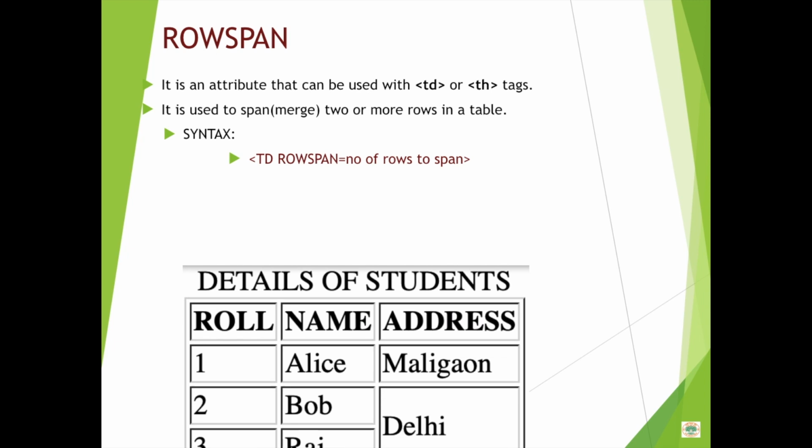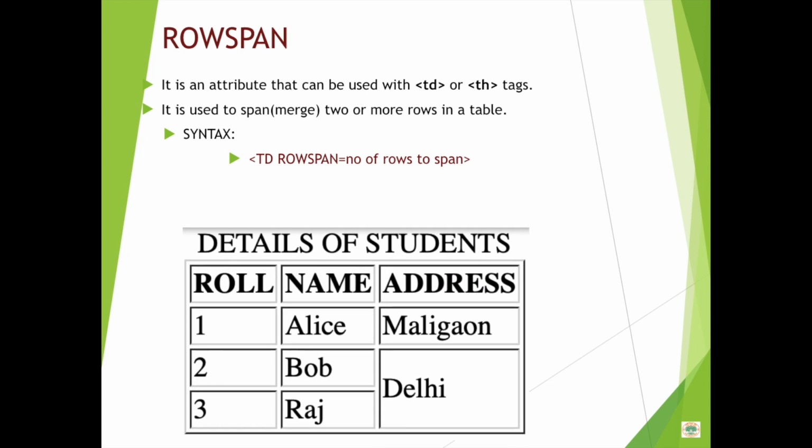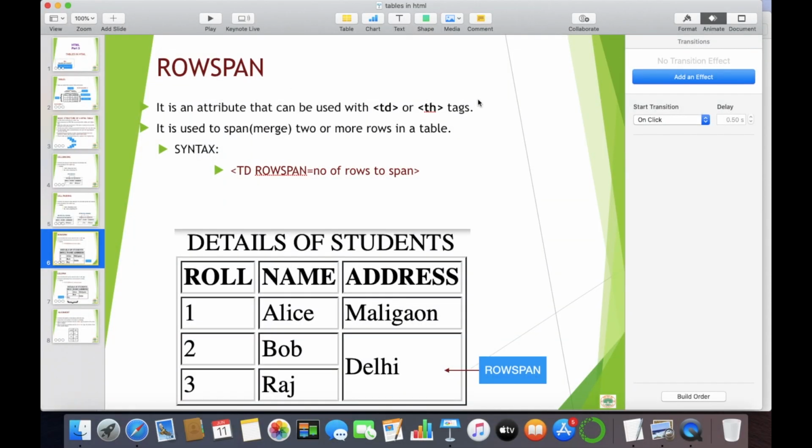This is an example where we have taken the previous table into account, but here we have merged two rows. In the address field of roll number 2 and 3, we have merged the address, which is Delhi. Let us learn how to implement row span, and our output should be as follows. Here, row spanning has been done in these two rows.